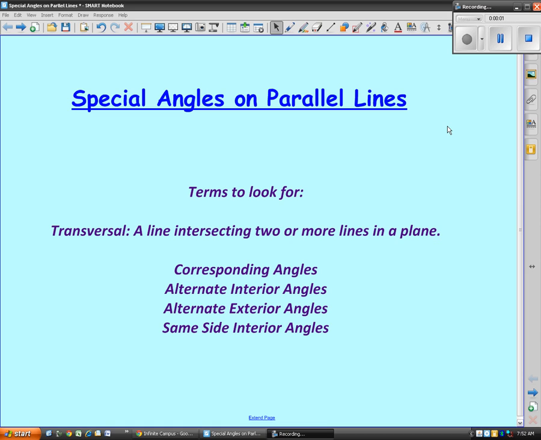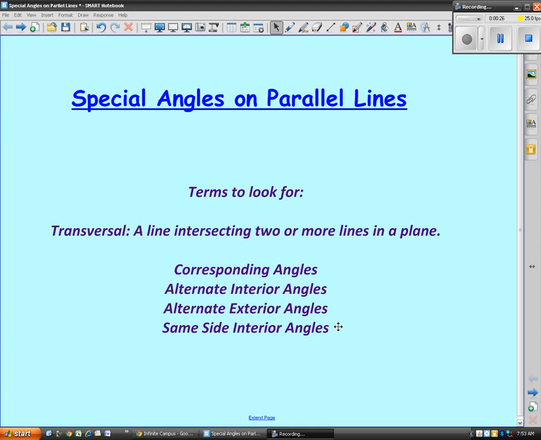Welcome to our section on special angles on parallel lines, and down below here I have the terms to be looking for. These are important things that we're going to talk about, and the first one I have defined is a transversal, a line that's intersecting two or more lines in a plane. We're going to talk about what corresponding, alternate interior, alternate exterior, and same side interior angles are. So you might want to copy these down.